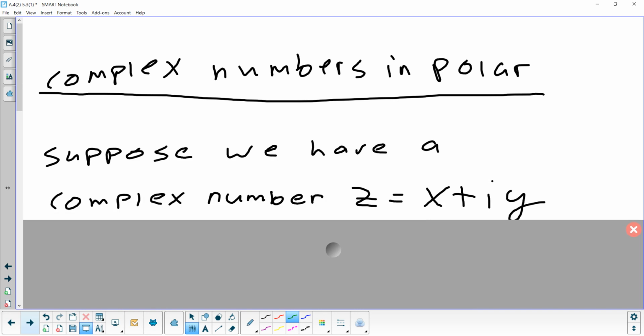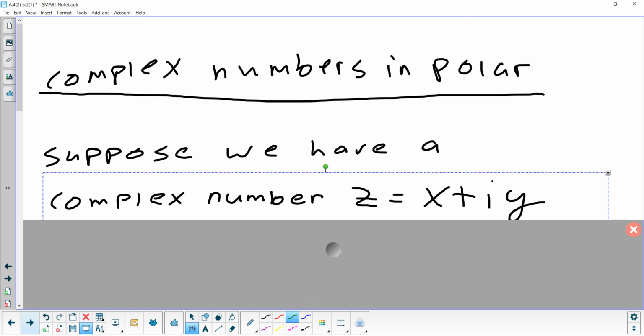So let's say that we have a complex number like that. I know I normally use the letters A and B to represent a complex number, like A was the real part, B was the imaginary. I switched to using an X and a Y because now we're thinking about graphing. And I want you to remember X represents horizontal. Most people will remember that better than A. X is horizontal. And Y represents the vertical.